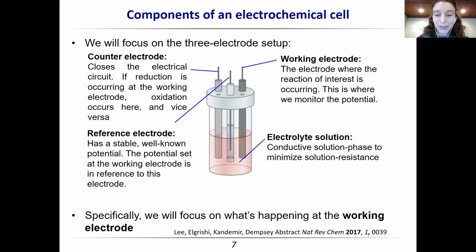So as I mentioned before, we mostly care about the working electrode, and the chemistry that I'm going to show you and what we're going to zoom in on from here on out is going to be all chemistry that's occurring at the working electrode.